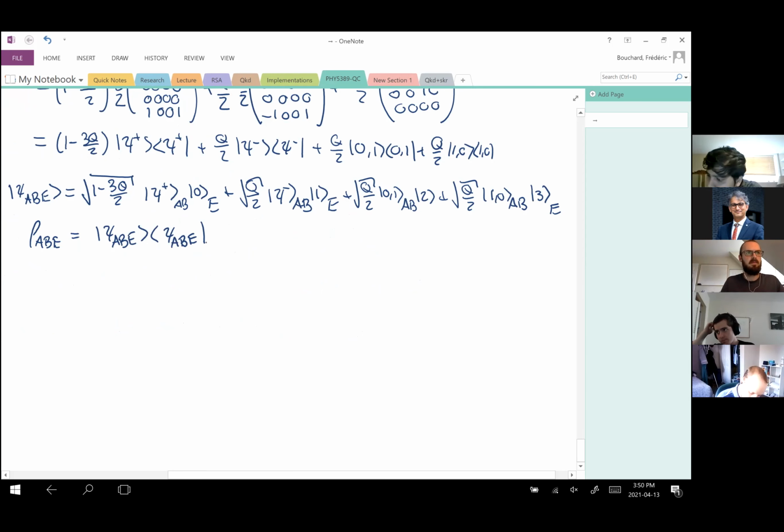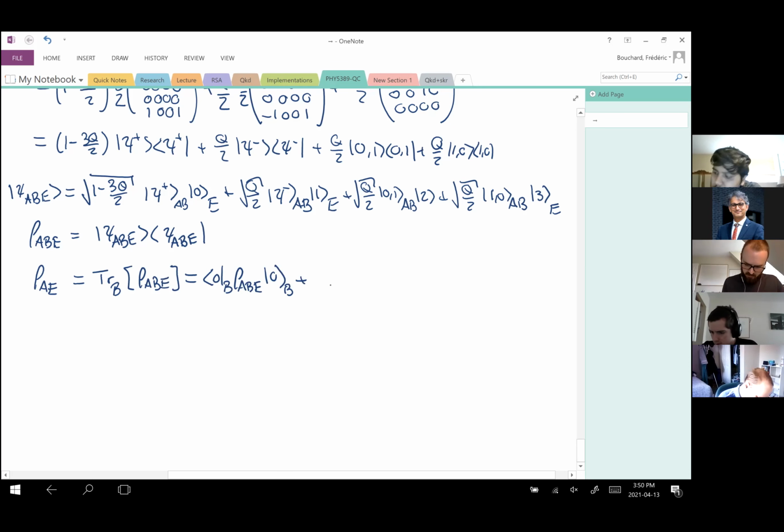So there's a few things that we'll need to calculate. One of them will be rho AE that we need for the formula at the end. So this, by definition, is just a partial trace over Bob. Sorry. So what that means is, another way to write this is that rho ABE, okay.